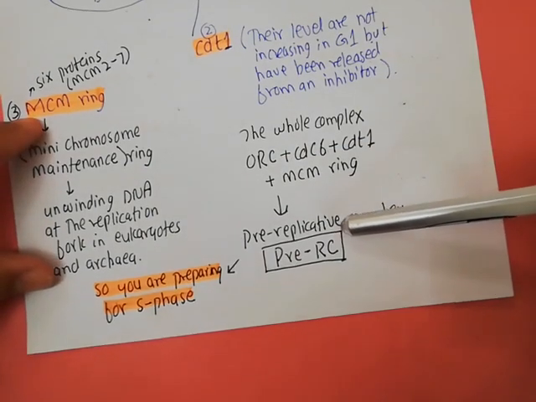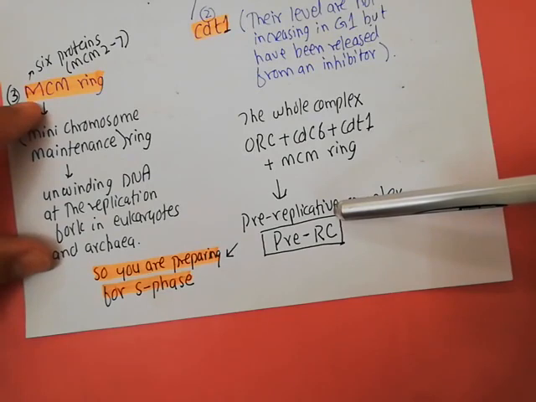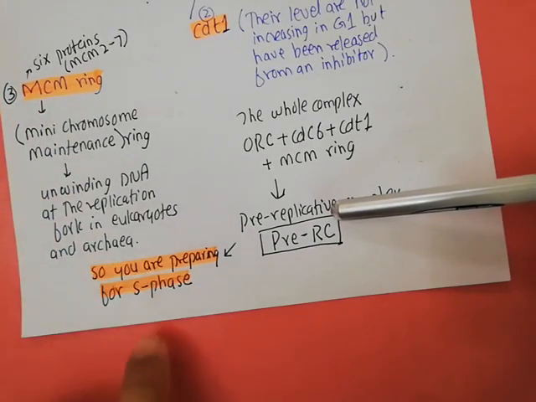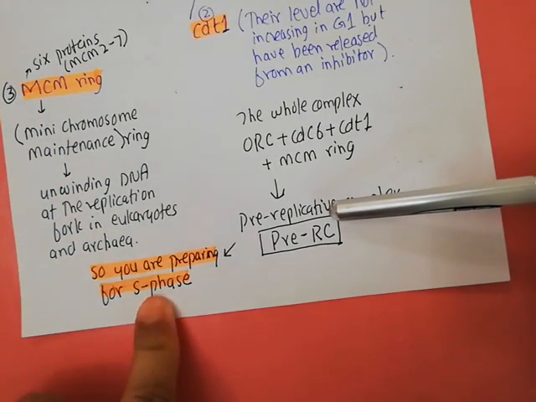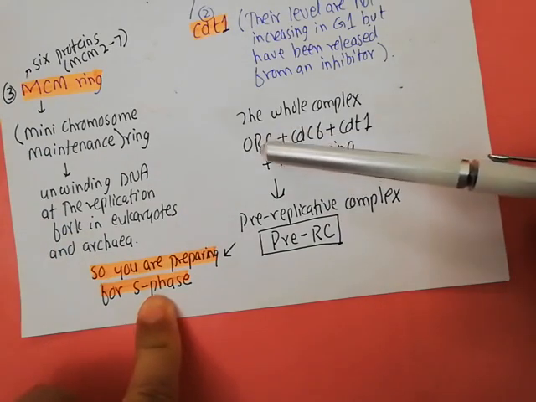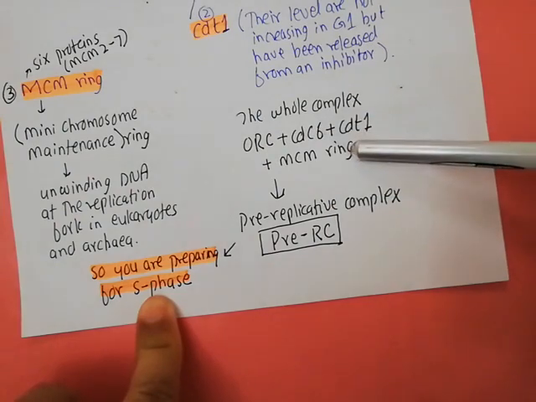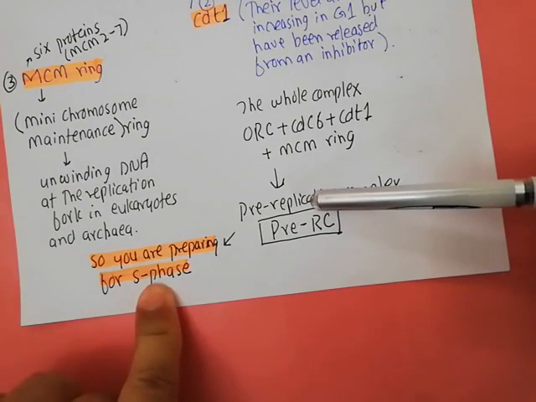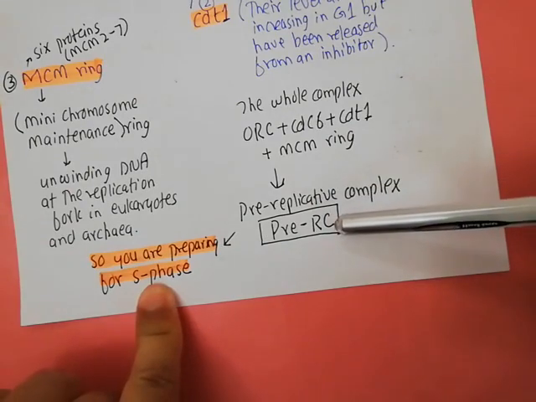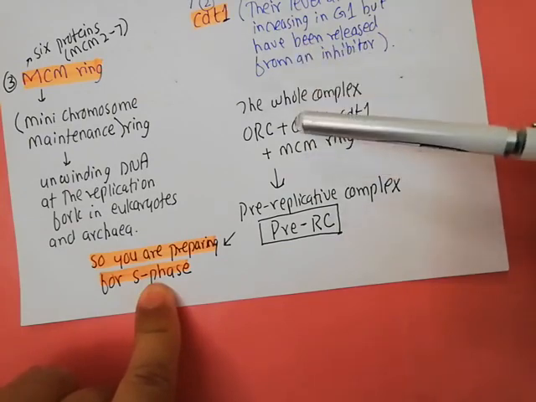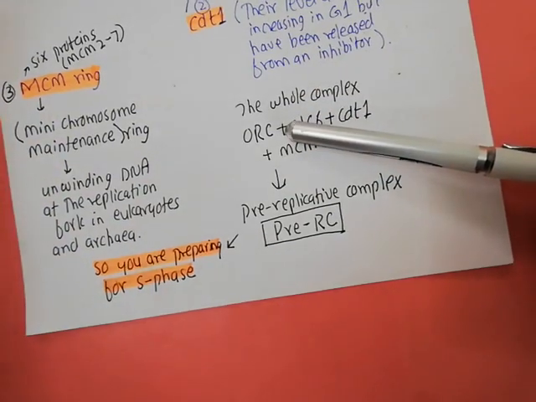Now that means that in the G1 phase, you are actually preparing the cell for the S phase of the cell cycle. So the complex of the origin recognition complex, the Cdc6, the CDK-4 and the MCM ring is called the pre-replicative complex, and for short it is known as the pre-RC. So this is one of the events that is happening in the G1 phase of the cell cycle.